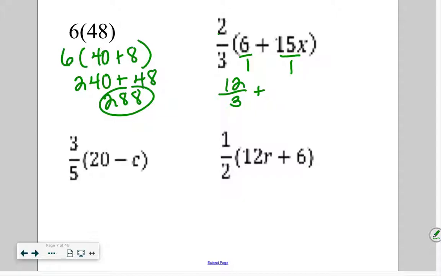Now, we're doing 2/3 times 15x. What's 2 times 15x? 30x. And what's 1 times 3? Now, we simply have to reduce those two fractions. So, what is 12 divided by 3? 4. Plus, what's 30 divided by 3? 10. And put your x. So it's 4 plus 10x.